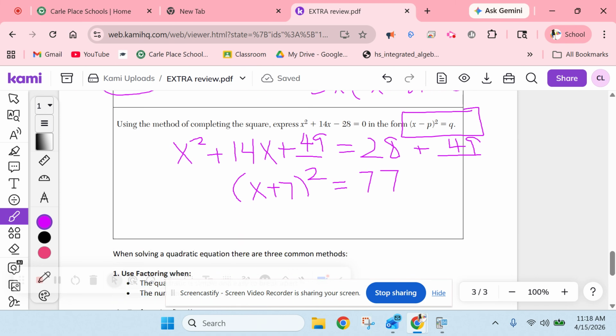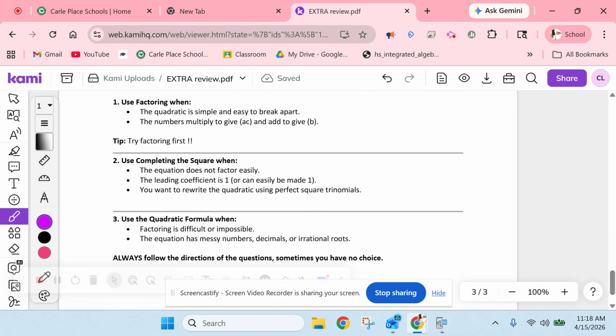Okay? All right, so then here, it's just a little like, hey, here's some advice for you. Basically, factor if you can. Complete the square when you can't factor. And use the quadratic formula when you've got no other choice. The only thing about the quadratic formula is it always works. So if you're struggling with factoring, you're struggling with completing the square, and you are given the option, and the struggle is real for you, go quadratic formula. All right, good luck.